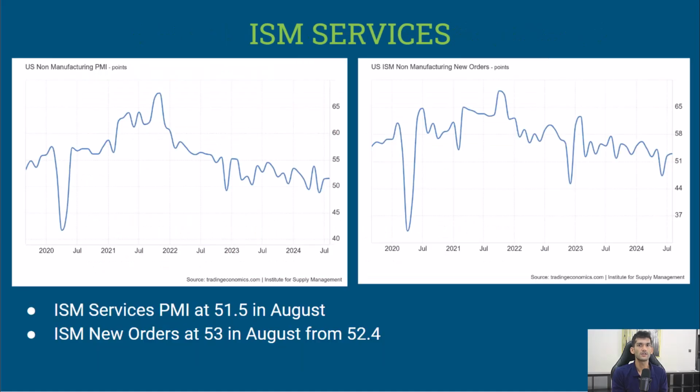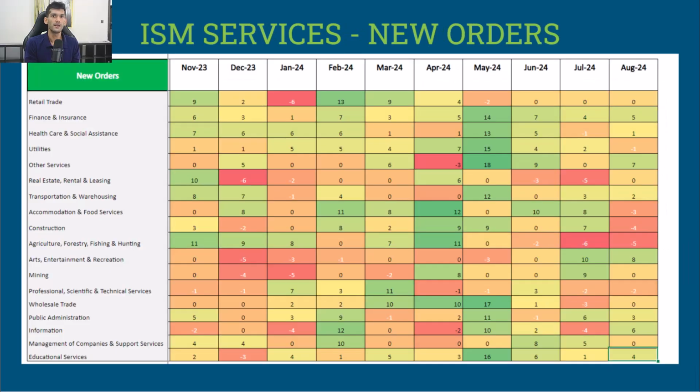The ISM Services PMI came in at 51.5 in August, which was basically flat from last month, while the ISM Services new orders came in at 53 in August from 52.4. So the ISM Services new orders is indicating a little bit of expansion. Similar to the ISM Manufacturing report, the ISM Services also gives us great color at a segmental level. I've got a snapshot of what's happening to the new orders for different segments within the ISM Services. And again, you can do the same exercise as the ISM Manufacturing report to generate your own trade ideas.